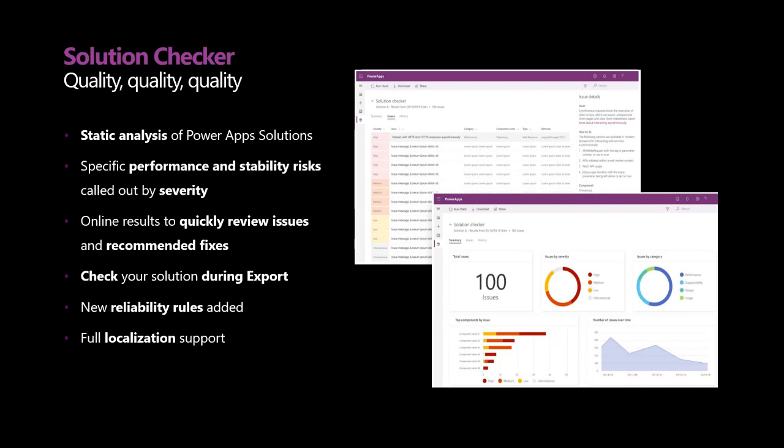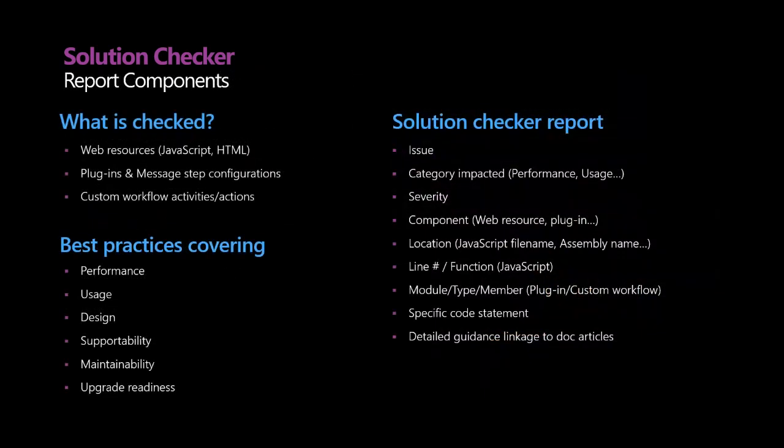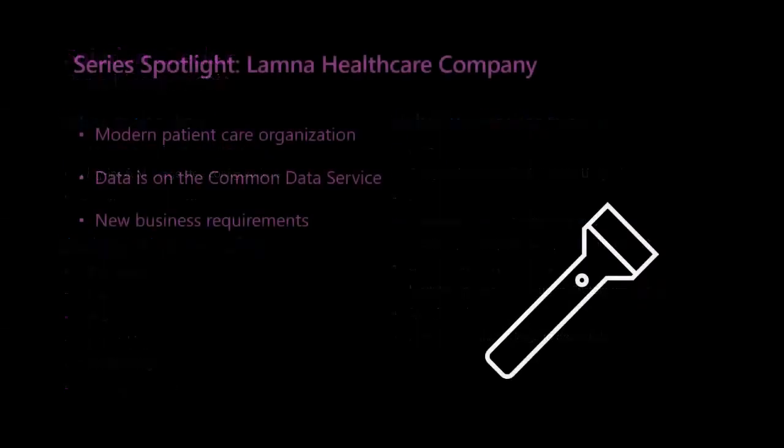So I highly recommend checking your solution before you export, just to make sure you've got all of those quality checks in place. And so here's just a list of what's checked, from web resources to plugins to your custom workflows. And it really focuses on performance and design, your usage, your maintainability, some of those very important things that we just want to make sure those boxes are checked when we're creating an application. And these are all of the items that will show in the report: what's the issue, the severity, the line number, so you can find exactly where that issue is. So super helpful. And we'll demo that and show you how to get to the solution checker.